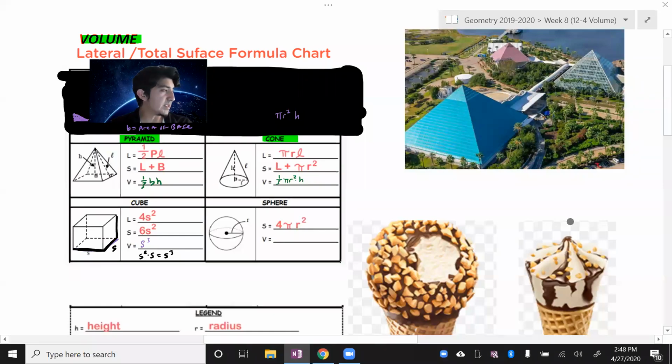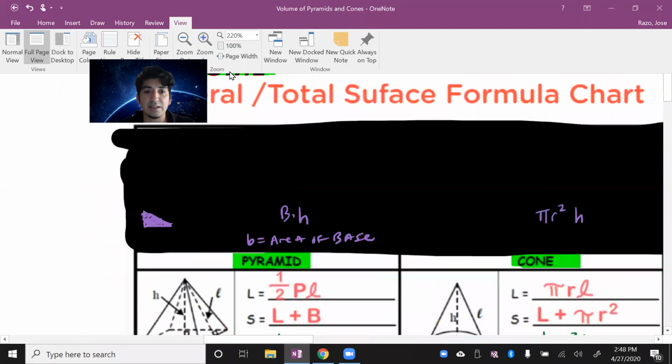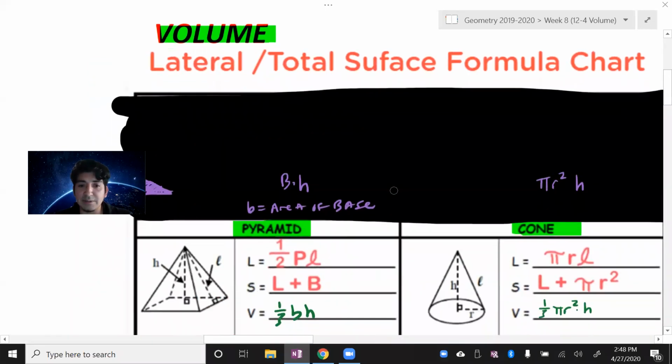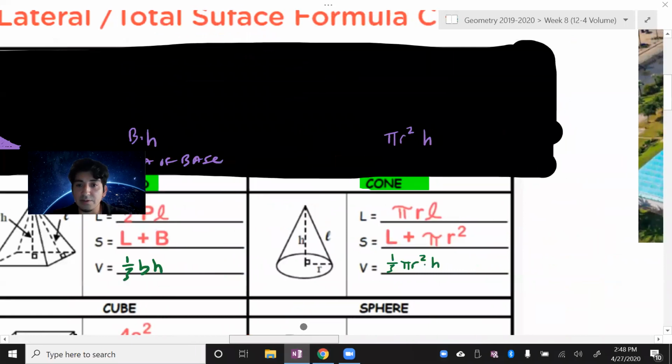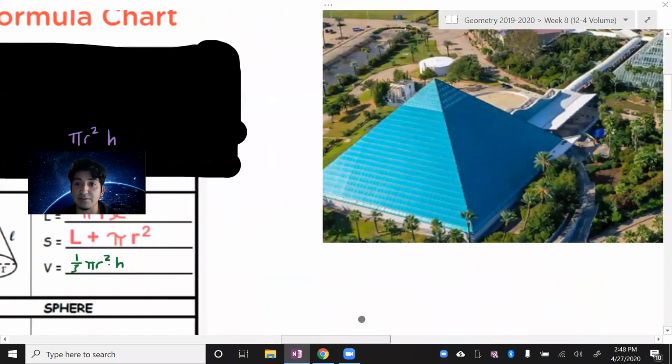Hello, everybody. In this video, we're going to talk about the volume of pyramids, cones, and a few example problems to work with. When we think about the volume of a pyramid, we use the formula base times height, divided by 3. For a cone, you take the area of the circle times the height divided by 3. So just be aware of this.